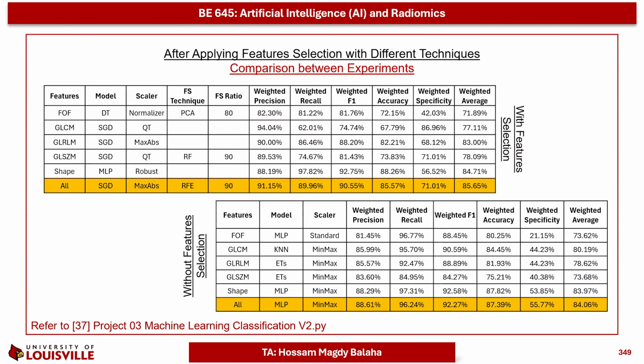And this is a comparison between with feature selection and without feature selection for all feature types here and here. From that, we can say that applying feature selection to this dataset increased the performance, including specificity and precision. And this happened using stochastic gradient descent as a machine learning model, max absolute technique as a scaler technique, and recursive feature elimination as a feature selection technique with 90% as a ratio.